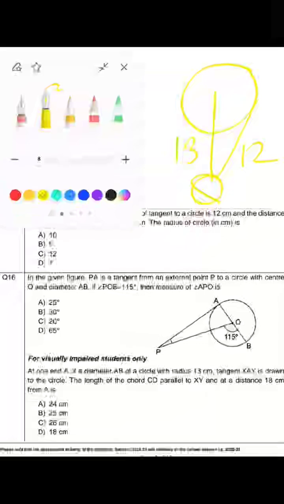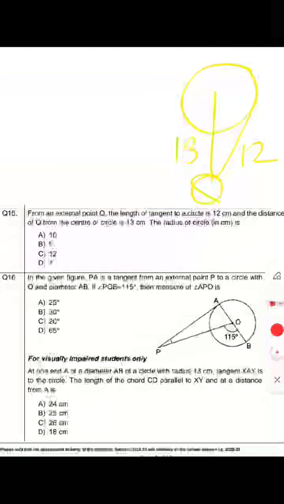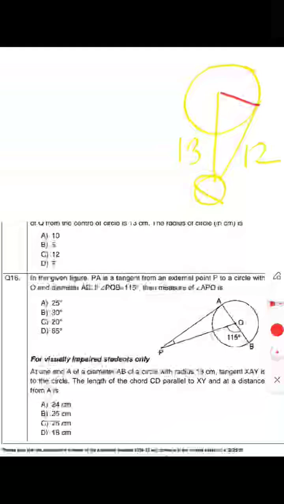The tangent makes an angle with radius always 90 degrees. So this is your 90 degree angle. So this is your hypotenuse, and this is your, you can say, base. You need to find the radius here. So what is the formula?